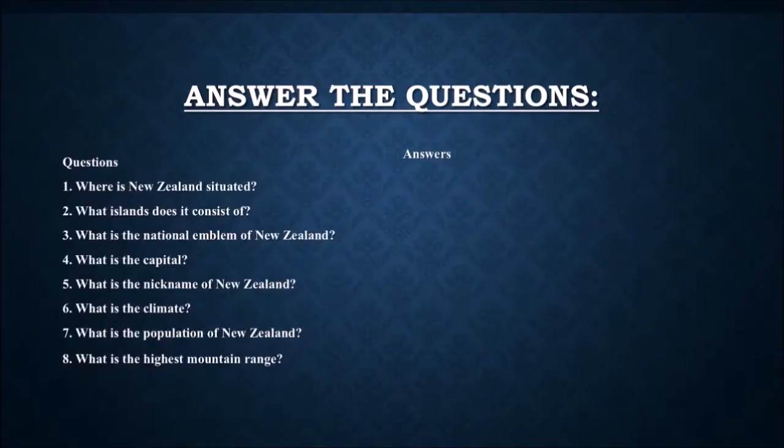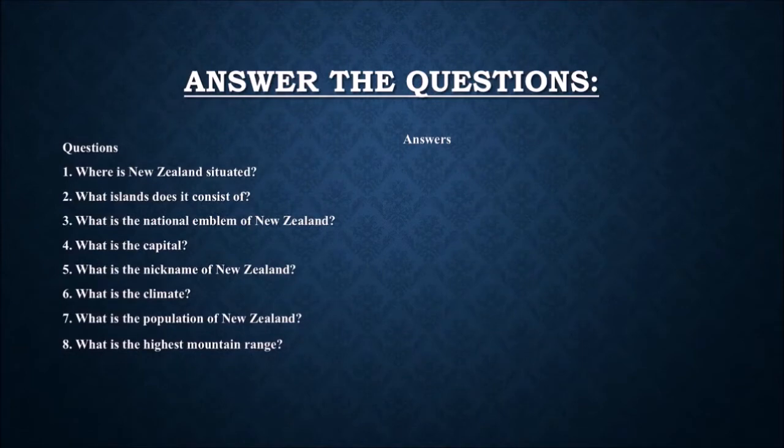And now, can you answer these questions? First, where is New Zealand situated? Okay, that's right. It's situated between the equator and the South Pole in the southern Pacific Ocean. What islands does it consist of?